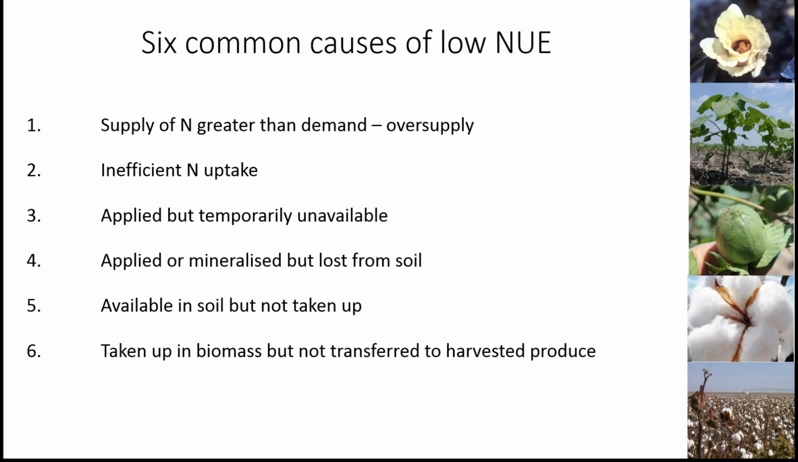The other ones are around the plant not being able to get hold of the nitrogen and then end up in the plant where it's going to be counted as far as contributing to yield, as related to the nitrogen that is available across the season.